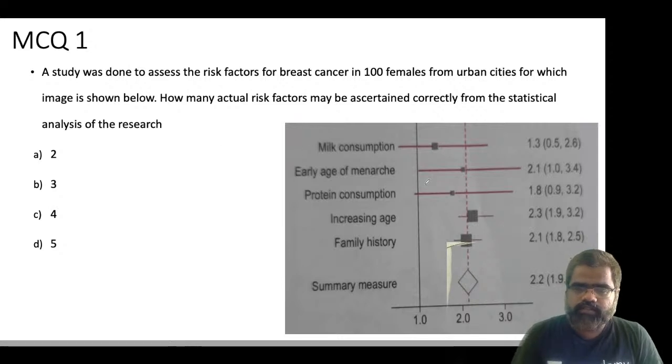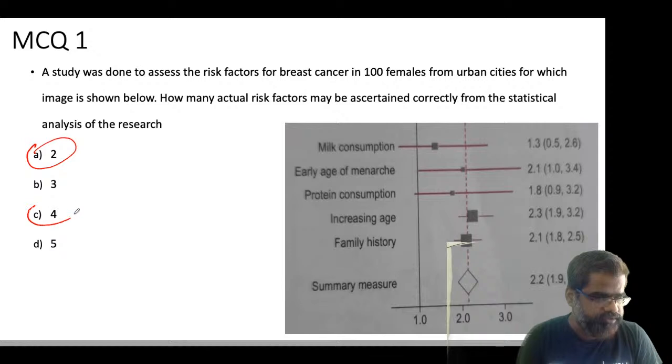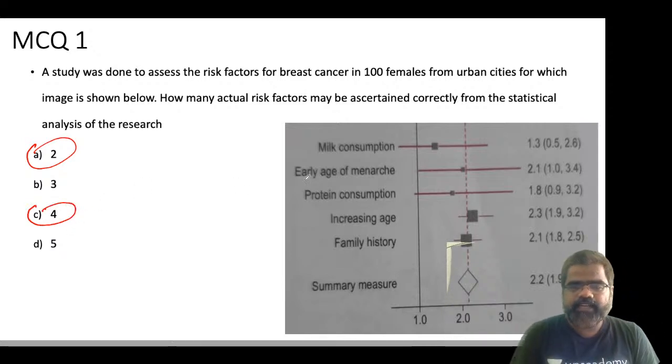So this is an image given to you, and they are asking how many actual risk factors may be ascertained correctly from the statistical analysis. I can see Kishore has gone with 2. Okay, Sonam goes with 4. Anyone else?